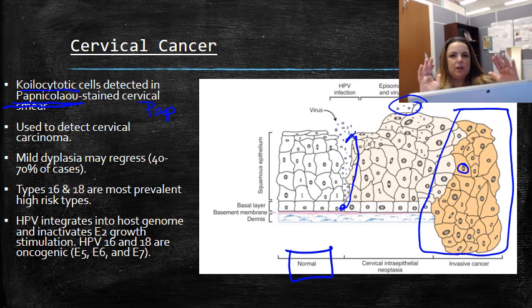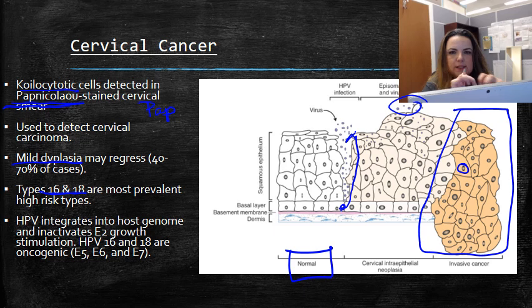What happens is that you take a scraping and do this staining, and what you might see is some mild dysplasia, or basically mildly abnormal cells. About 40 to 70% of the time, this mild dysplasia is going to regress. So just because you had an abnormal pap doesn't mean you're going to get cancer. However, at that point, they're probably going to want to do some PCR or something to determine: is it a high-risk type of HPV or not? Types 16 and 18 are the most prevalent of the high-risk types. But there are commercial assays available that enable us to detect 12 other types that may lead to cervical cancer.